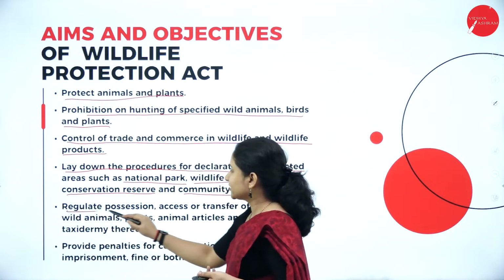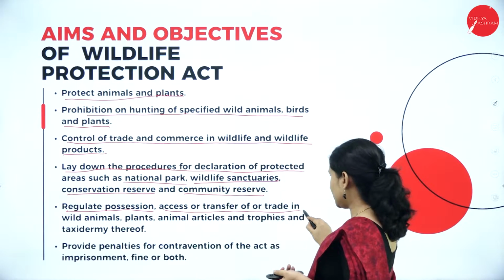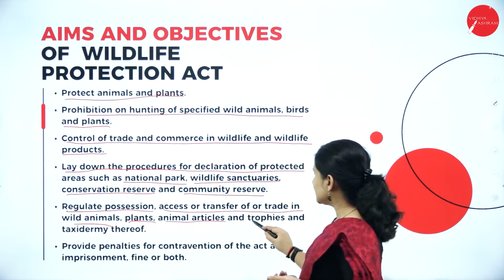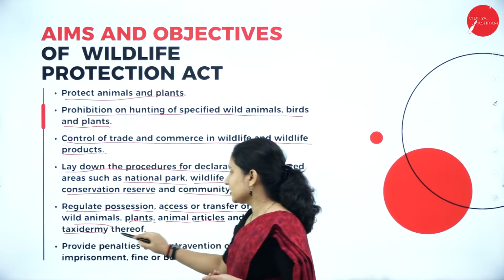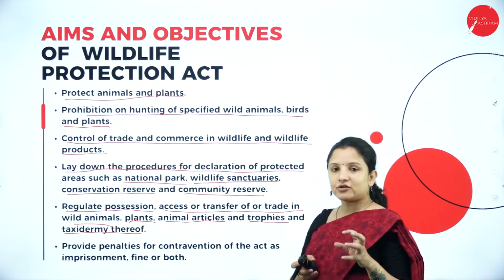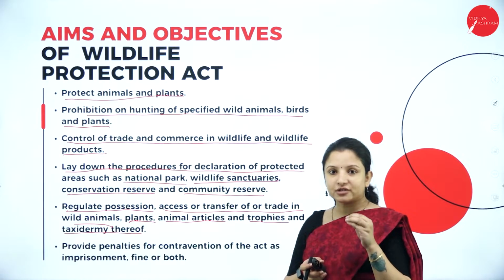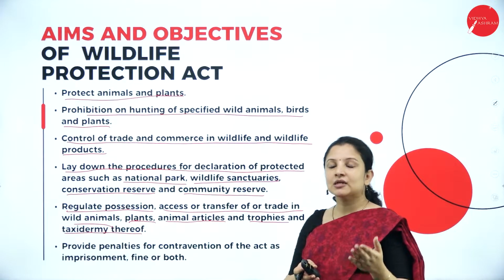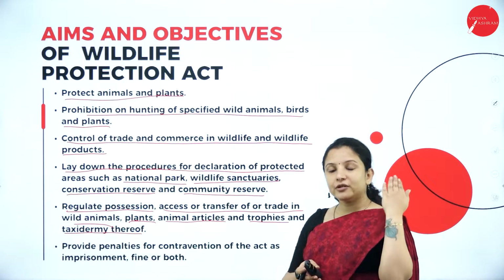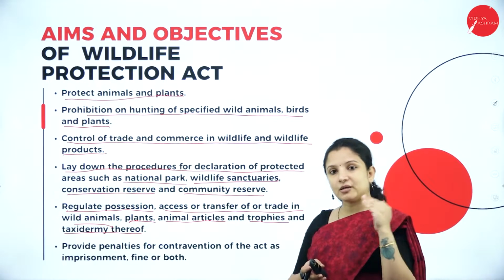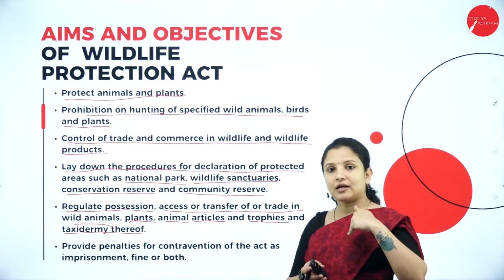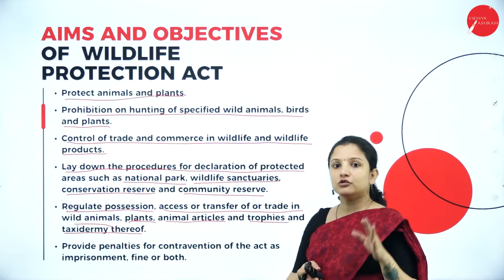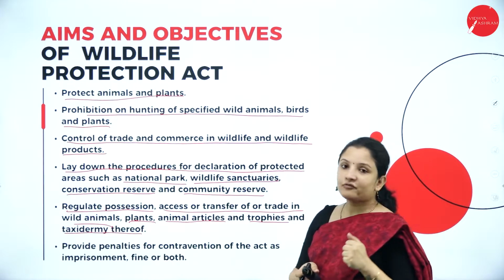Next, they regulate possession, access or transfer of trade in wild animals, plants, animal articles, trophies and taxidermy thereof. So what they do is they put some rules and regulations in order to prevent the trade or transfer of wild animals from one place to another. Say, for example, you need to bring an exotic animal or exotic plant species from one country to another country. A lot of rules, regulations and formalities need to be followed. All that will be set up by the Wildlife Protection Act.